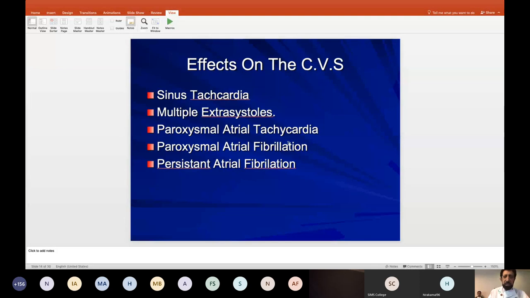And the commonest way of presentation of secondary thyrotoxicosis is that initially you'll have sinus tachycardia, because excessive thyroxine is going to lead to an increased heart rate, but initially this is just sinus tachycardia.